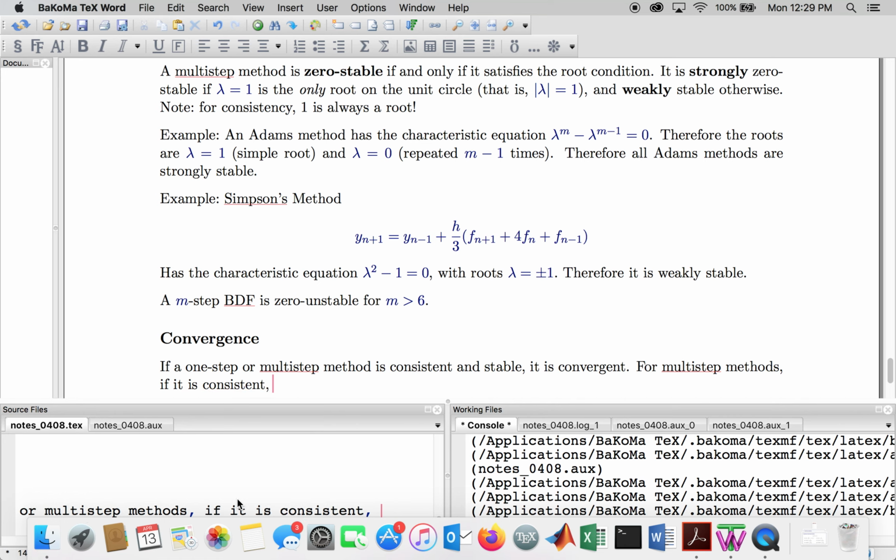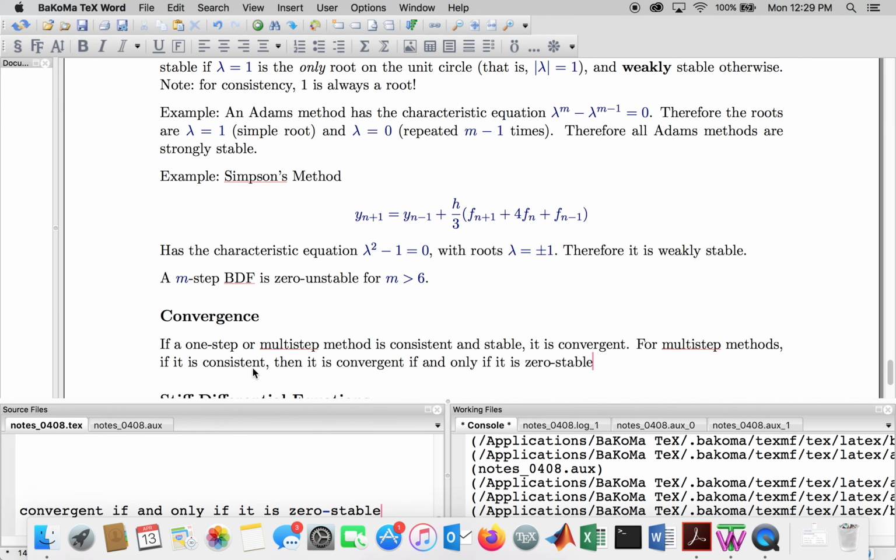If the method is consistent, then it is convergent if and only if it is zero stable. So that gives a partial converse here. First, that's the sufficient part. Given consistency, zero stability is necessary and sufficient for convergence. And this is the Dahlquist equivalence theorem. That's a slightly stronger statement than consistency and stability implies convergence, because there's a little bit of a converse going on here.